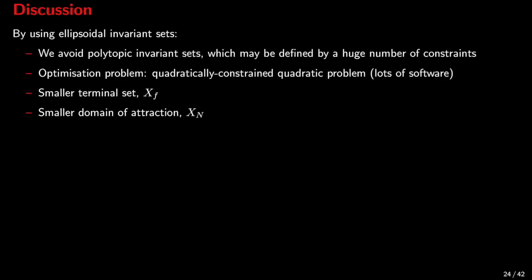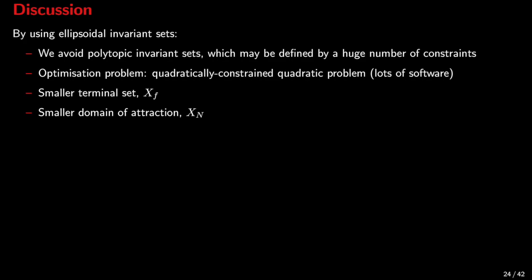Now, by choosing ellipsoidal invariant sets, we avoid polytopic invariant sets, which, as we said before, may come with a huge number of constraints, and they may overcomplicate the optimization problem. The optimization problem that we will end up with now will be a so-called quadratically constrained quadratic problem, QCQP, and there is lots of software that we can use to solve such problems.